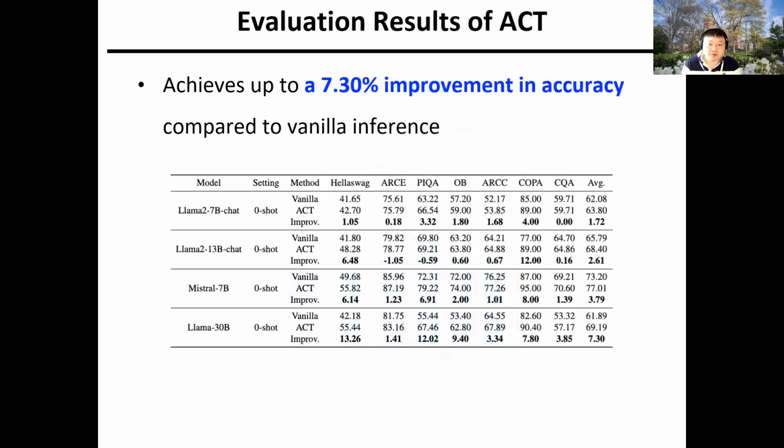To evaluate our proposed method, we evaluate across over 10 different datasets across 3 tasks, including multi-round conversation, classification, and language understanding. We found that by simply calibrating attention, it actually achieves up to a 7.3% improvement in accuracy compared with vanilla inference.